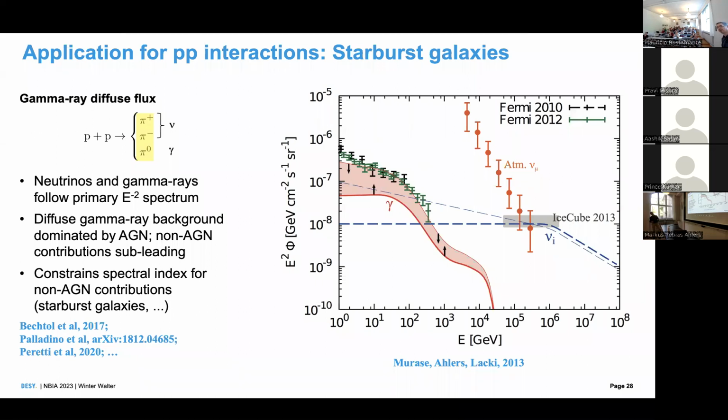And you would like to ramp up the gamma ray spectrum until a point where you actually saturate the Fermi data. So this you cannot exceed because this has been measured. And in fact, this is supposed to be dominated by AGN blazars. So you cannot have too large a contribution here. And this means that in these kinds of simple relationships or models, you have a direct connection between gamma rays and neutrinos, and you can actually also limit the spectral indices of the neutrinos for these kinds of sources. So that's interesting and has been extensively discussed in the literature.